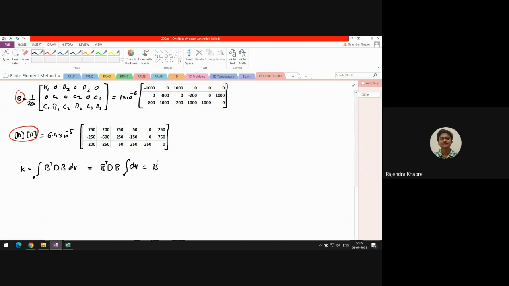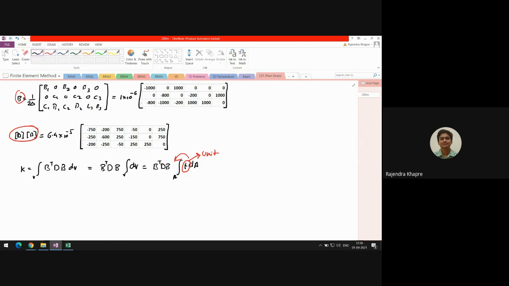So here this will be B transpose into D into B, and here the integration over the volume will now become integration over the area. So this will be thickness multiplied by the area. Here we take thickness because this is a problem of the plane strain case. When I'm talking about the plane strain case, this will be a unit value, because the thickness is very, very large, so we are calculating the stresses per unit. If I take this as unit, so this will also come out.